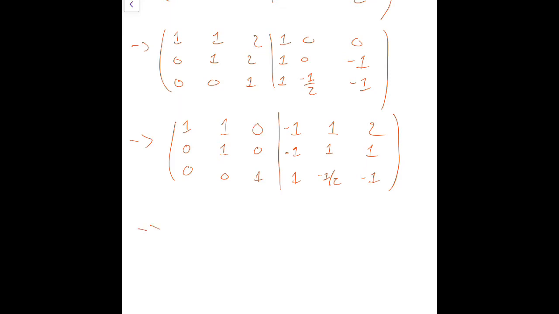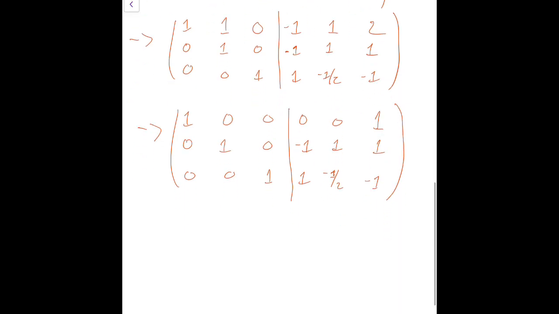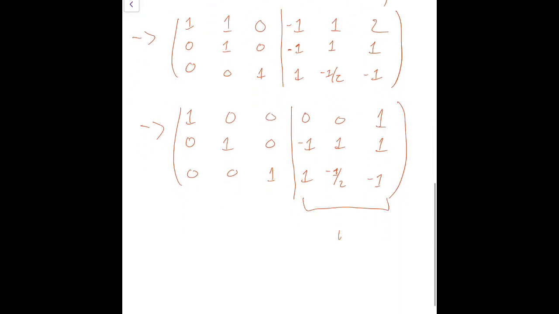Now I'm going to subtract row 2 from row 1. So 1 minus 0 is 1. 1 minus 1 is 0. 0 minus 0 is 0. Minus 1 minus minus 1 is 0. 1 minus 1 is 0. 2 minus 1 is 1. And then this is (0, 1, 0, -1, 1, 1), (0, 0, 1, 1, -1/2, -1). Okay, so this is M inverse.